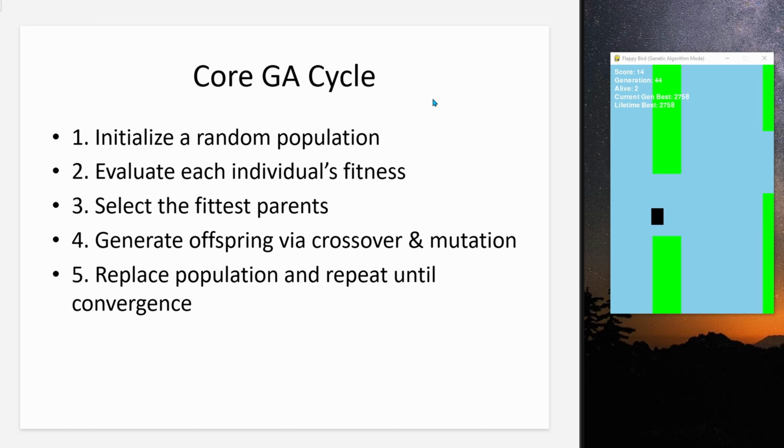Each generation, it's survival of the fittest. The fittest individuals become parents and have children via crossover and mutation. The top performing individual is a direct copy to the child via elitism. And then we replace the population and repeat until we have convergence, mastering the game essentially.